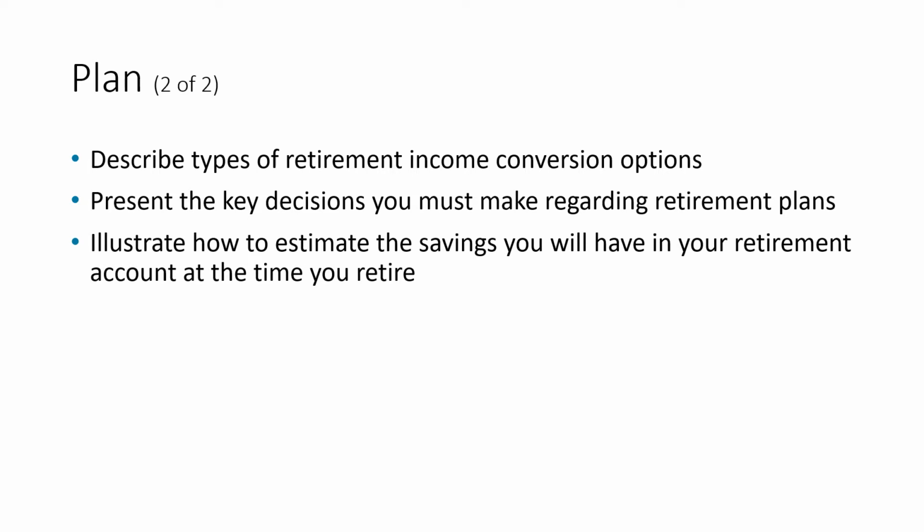Plan 2 of 2. Describe types of retirement income conversion options. It essentially says how much you can get every month. Present key decisions you must make regarding retirement plans. Illustrate how to estimate the savings you will have in your retirement account at the time you retire.